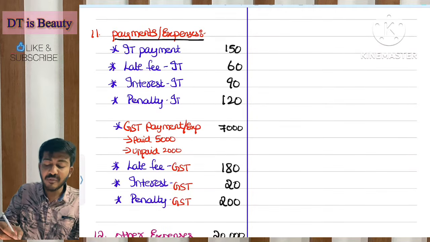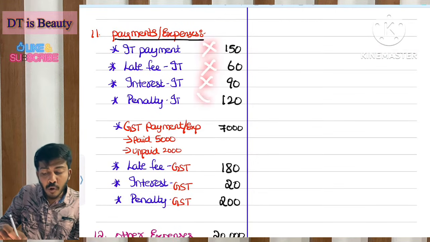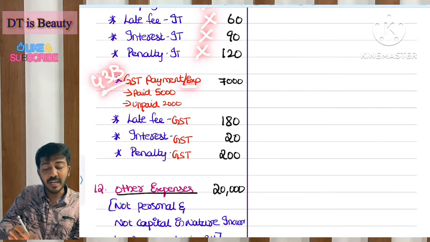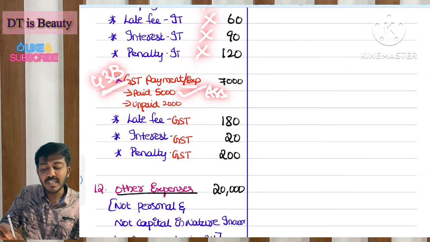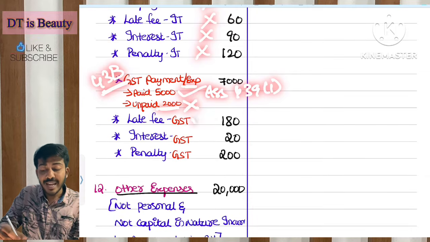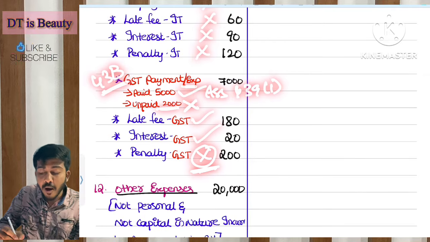So they have taken income tax payment 150. No, and no. However, they have taken GST related payments. As soon as GST comes, 43B comes, paid 5,000, super, it is allowed, assuming it is paid within the 139(1) time limit. Unpaid 2,000, no, it is not allowed. Late fee allowed, interest allowed, penalty not allowed because it is a breach of law.